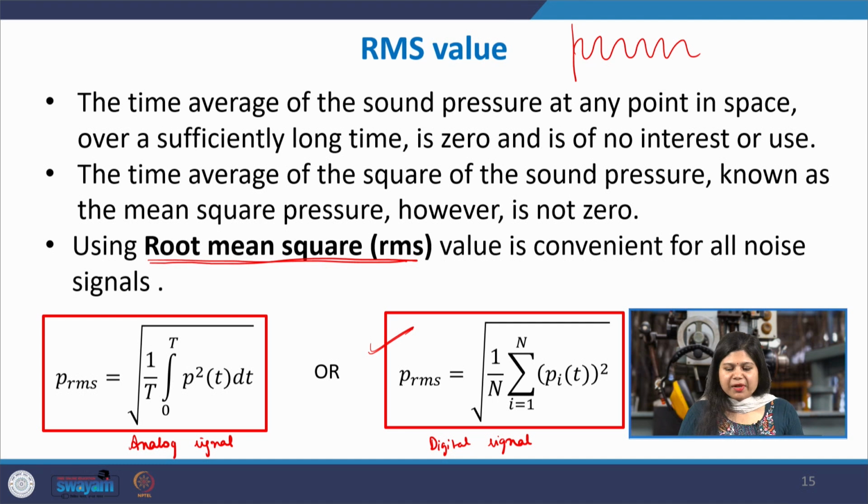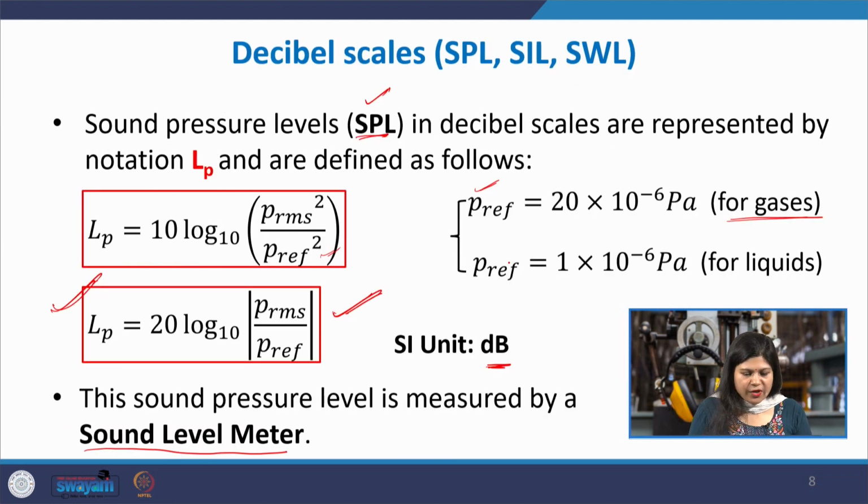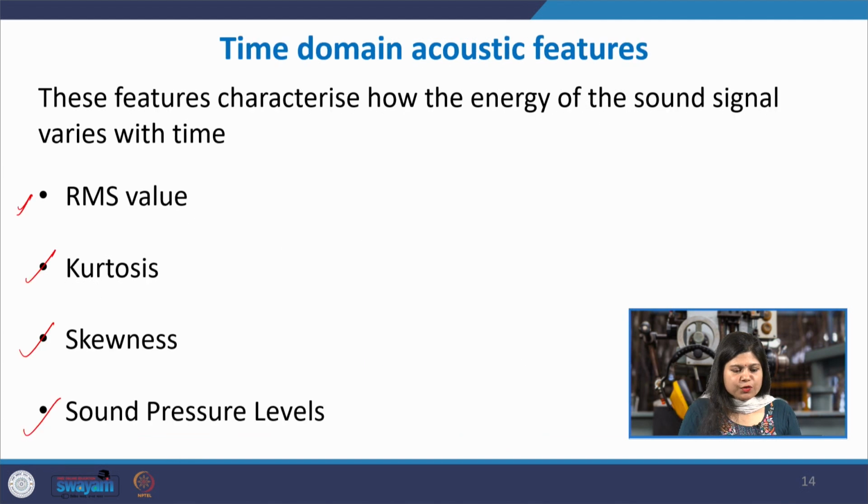RMS typically represents the level, it corresponds directly to the level of the sound, or how loud or strong it is. And you can see here as well in the sound pressure level, we had this equation where it is calculated, it is proportional to the PRMS. So, this corresponds to the level, and kurtosis corresponds to the peakedness.